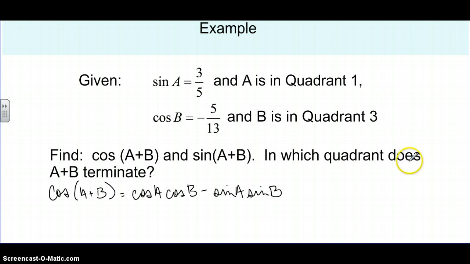Now, I know sine of A. Sine of A is 3/5. It's given. I also know cosine of B.